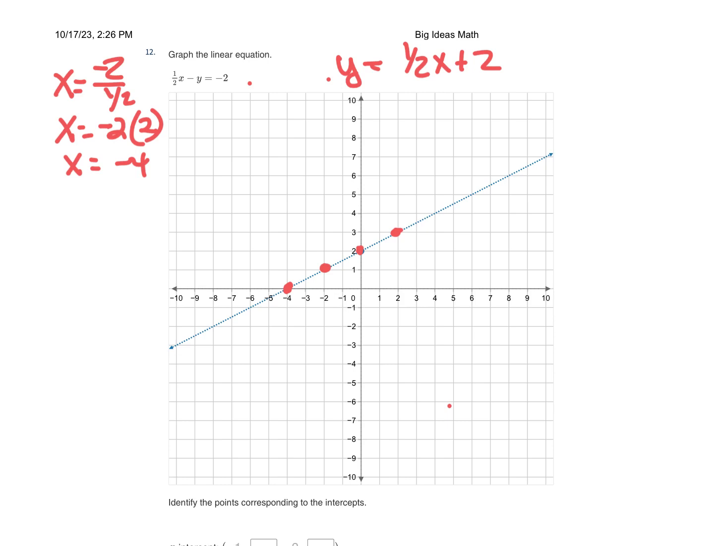And then my y-intercept would be -2 divided by -1, which is 2. So 0, 2, which it is. So, like I said, you can do that either way. Keep it in standard form or put it in slope-intercept form and graph it that way.